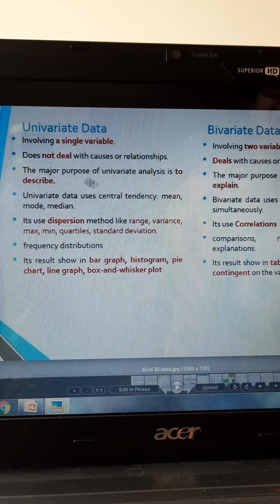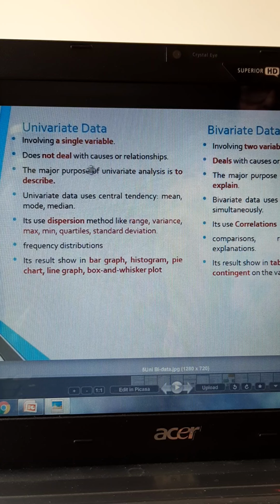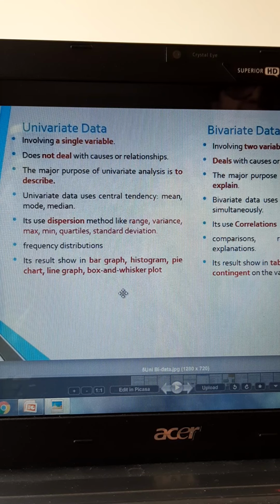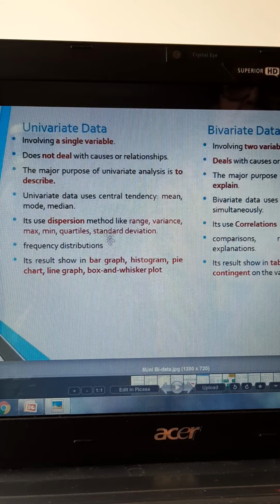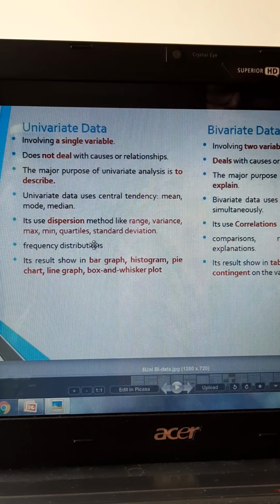What you can do, statistical applications, with univariate is mean, median and mode. Then what else can you do with it is range, variance, standard deviation, those things also you can do with univariate. Frequency distribution you can do. Yesterday we had seen bar diagram, histograms, all these things you can draw because those all come under descriptive statistics.